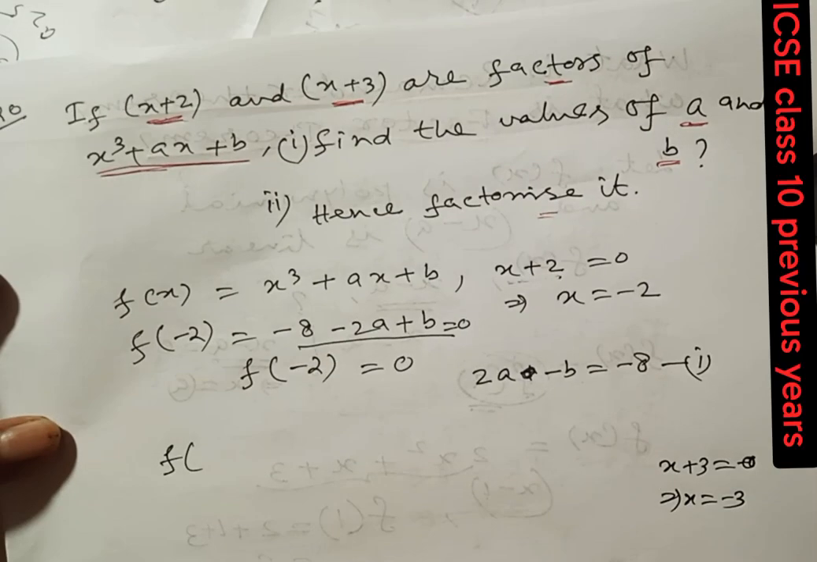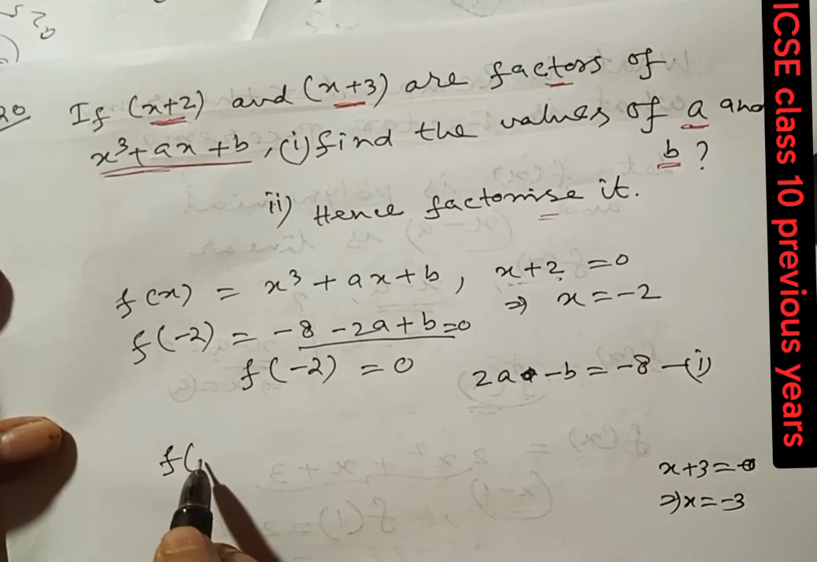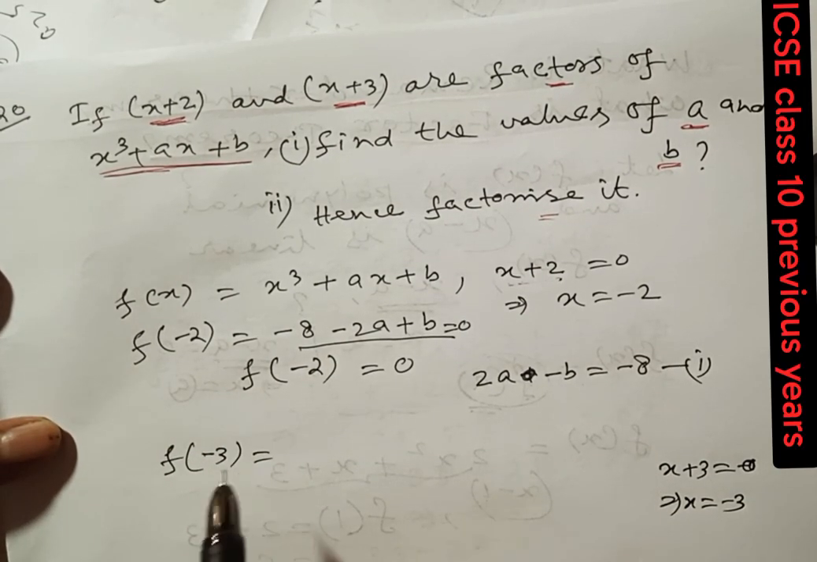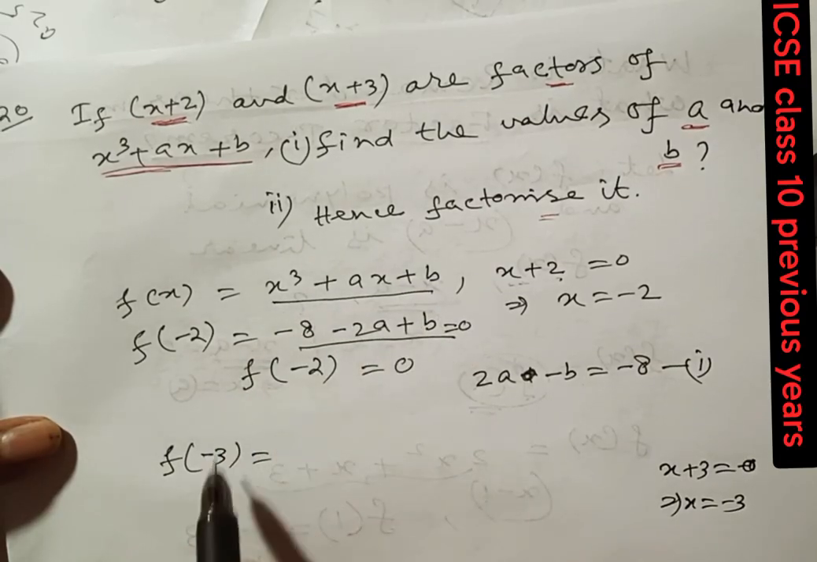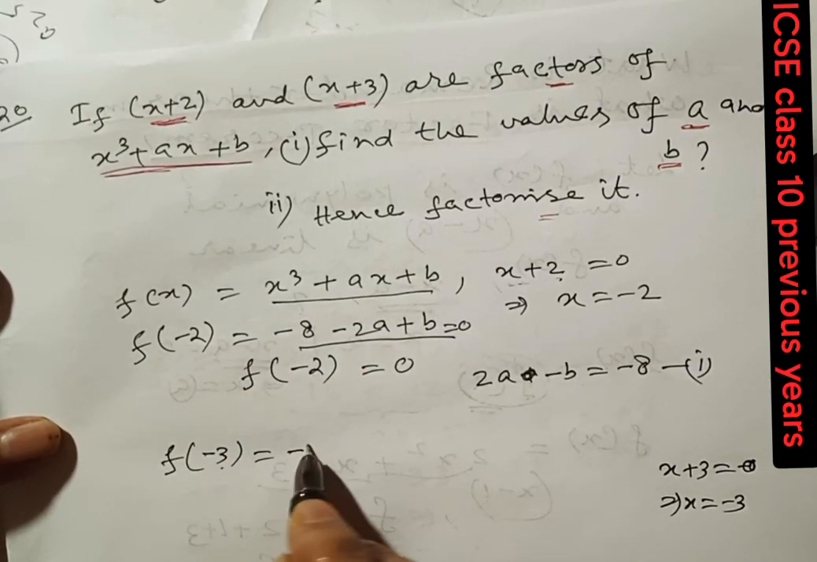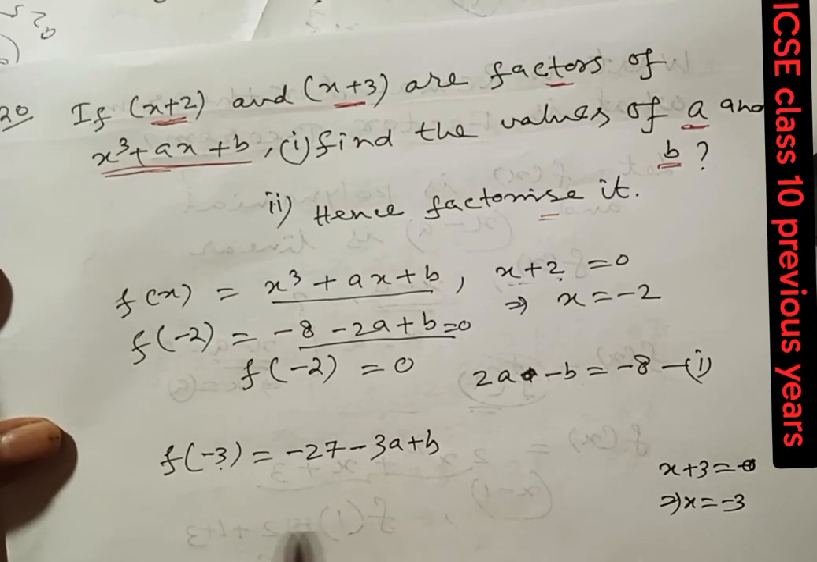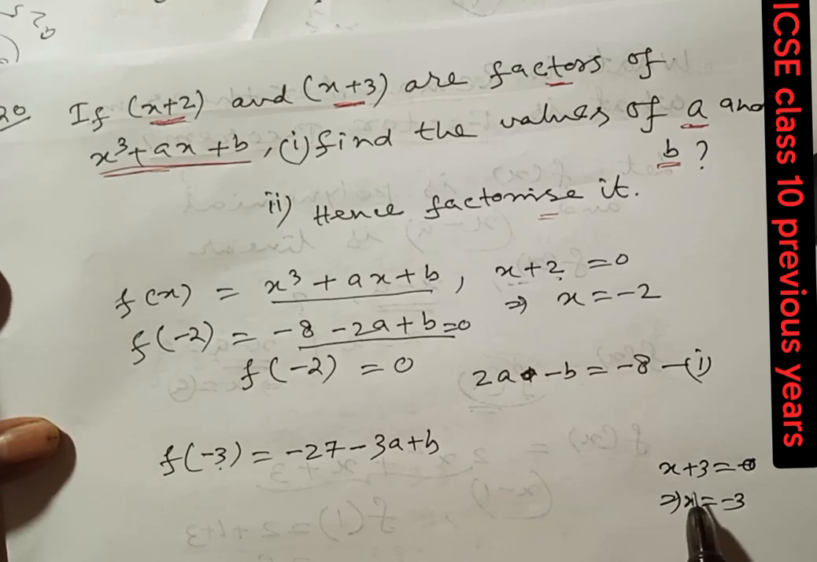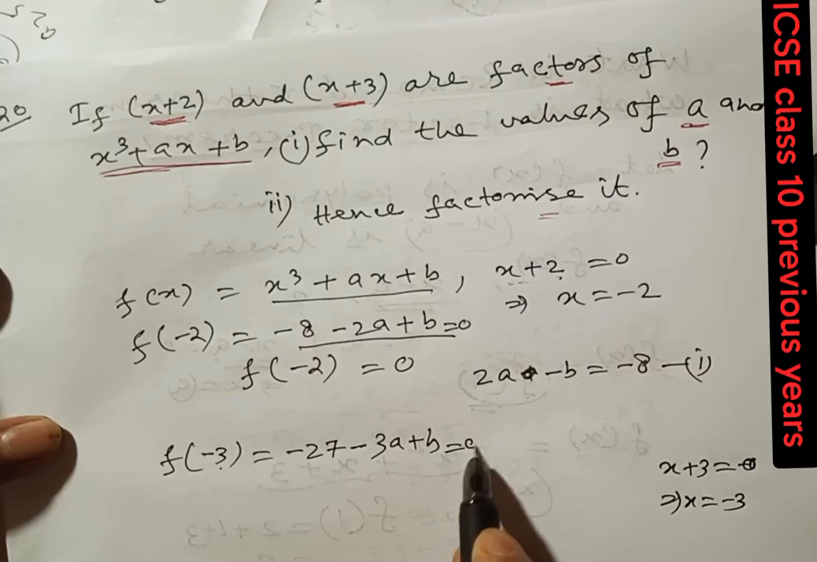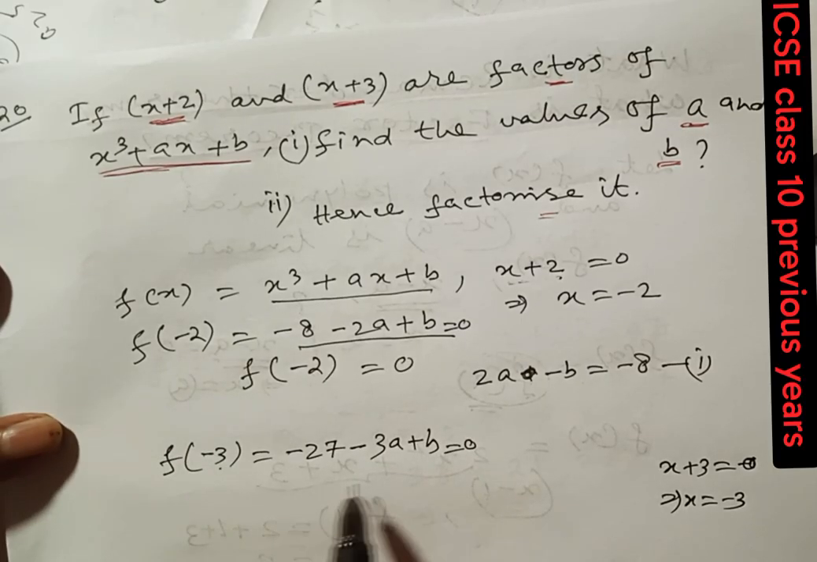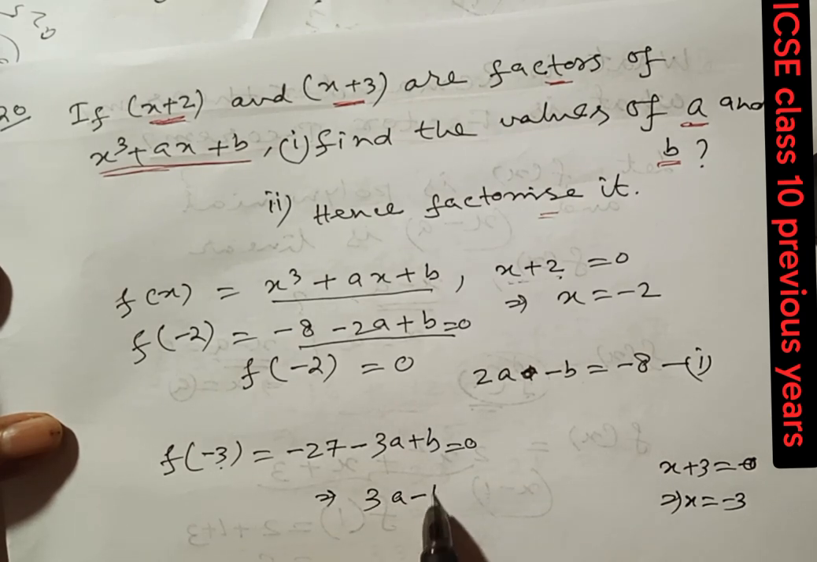We put x equal to minus 3. So we get f(-3). f(-3) means minus 27 minus 3a plus b. And since x plus 3 is a factor of f(x), the remainder will be 0. f(-3) will be 0. And from here we get another equation: 3a minus b equal to minus 27.